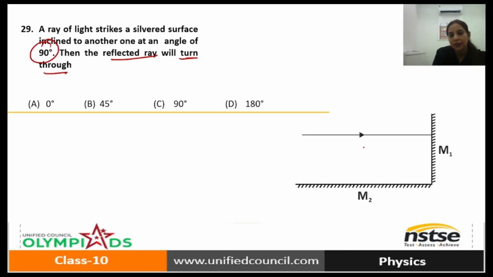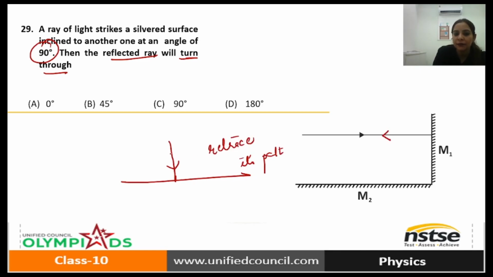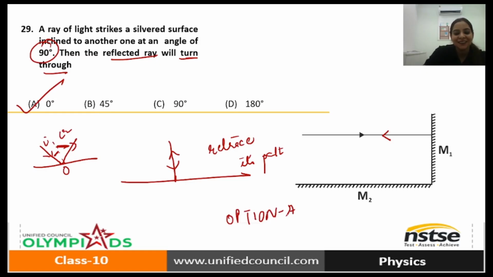You should know that whenever any ray falls normal on the surface, it will retrace its path. That means it will move through the same path. If it moves through the same path, then obviously the angle of reflection would be 0, because, say, this is the point of incidence, this is your reflected ray, this is your normal, and this is the angle of incidence and the angle of reflection. But here it will retrace, therefore the angle would be 0 degrees. So for this, option A will be the right answer.